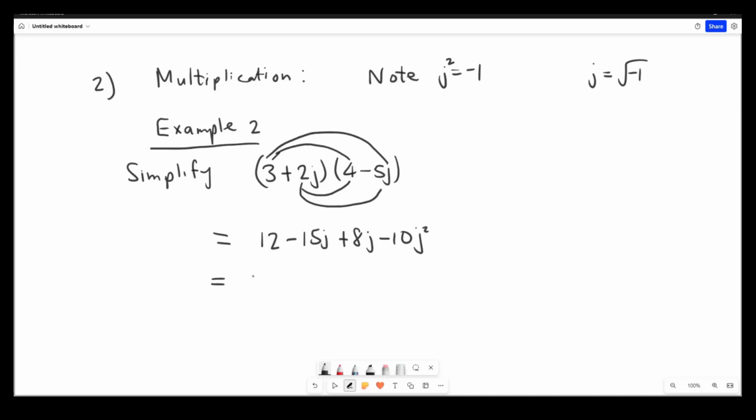Now that's fine. We can add up our j's there. We have 12, minus 15j plus 8j is minus 7j. Minus 10 times j squared, and j squared is minus 1. So minus 10 times minus 1 gives me 10. And that is 22 minus 7j. There's my multiplication, where I multiply a rectangular form with another rectangular form.